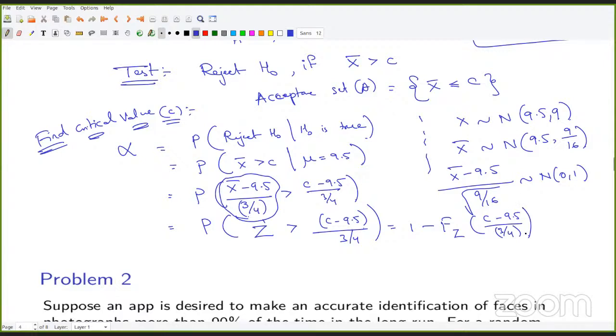Correct? So I have skipped 2 steps here in between. But ultimately you are going to reach here. Correct or wrong? Yes, sir.